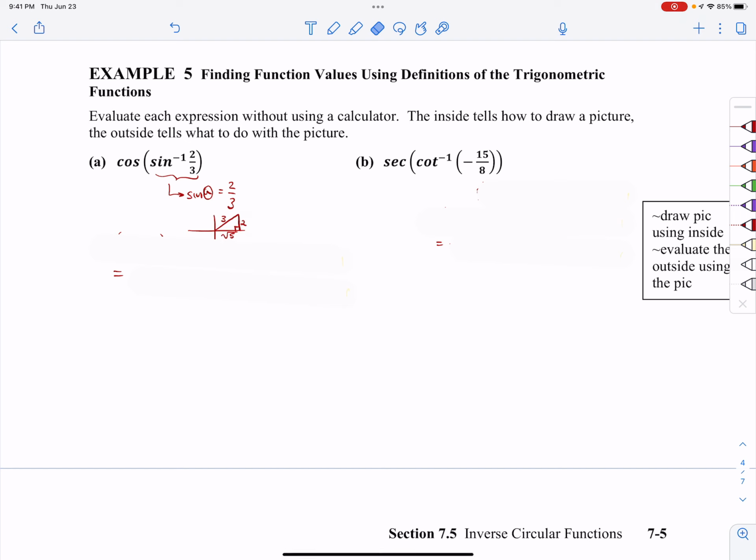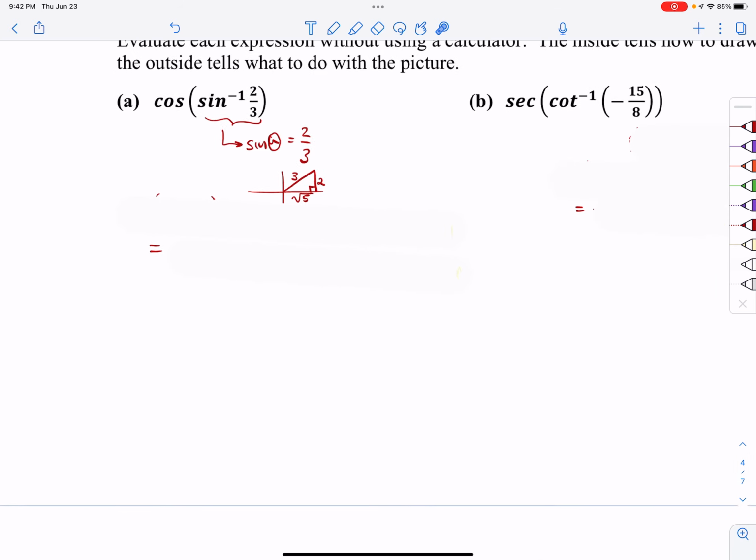We know that sine is positive in first and second quadrant, but because of my sine inverse restrictions, remember that's only on the right side of the circle. So that means that of quadrants 1 and 2, I'm going to choose quadrant 1. Find your missing side. So I've already done the Pythagorean theorem there.